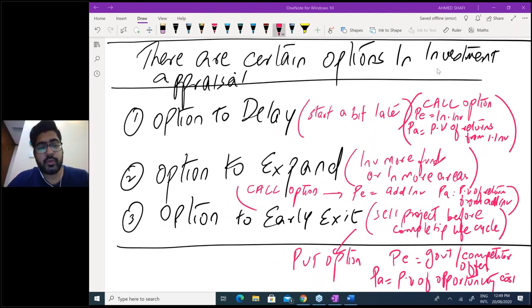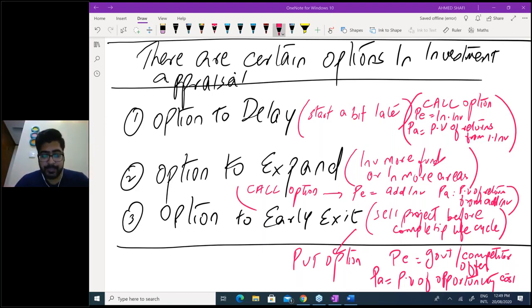Okay, so I told you that when you are doing currency risk and interest rate risk, in both you studied options. Okay, so there are options in investment appraisal as well. Whenever you are investing somewhere, there is always an option that you can delay, start a bit late. Since it involves not selling, but buying, it's a call option. The PE of this option is the initial investment, and the PA is the present value of returns from initial investment.